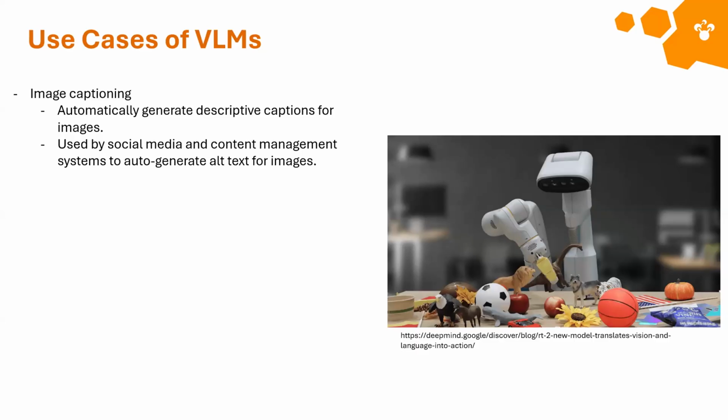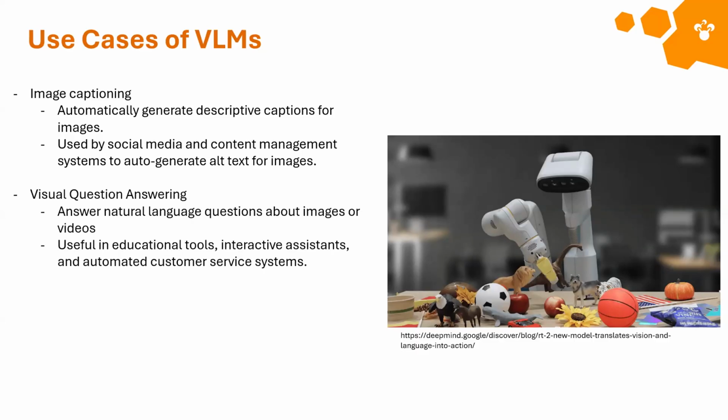The second one is visual question answering. This is more complicated than just image captioning. What happens is that you can input the image and also ask a question about it. And the model will process both the image and the text, and it will generate a response to your question. This is a very powerful technique if you want to get more out of these models.